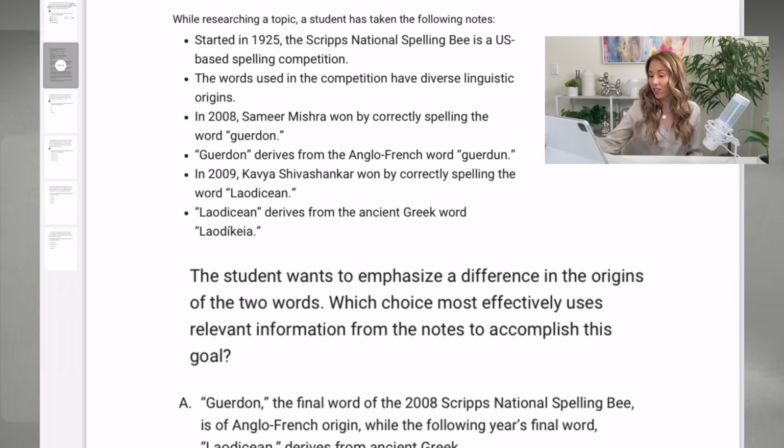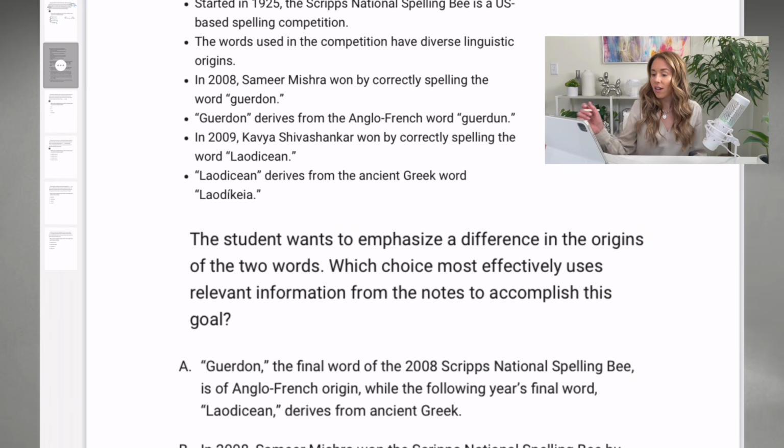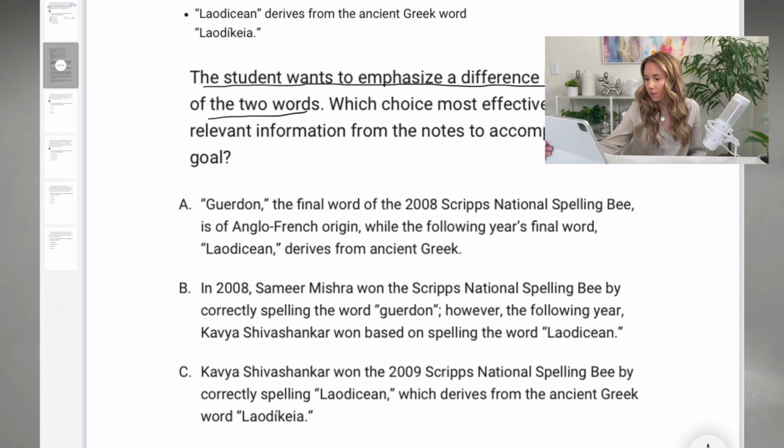Just go straight to the question and see what the student wants. It says the student wants to emphasize a difference in the origins of the two words. Okay, I'm just going to look for an answer choice that talks about the difference in the origins.